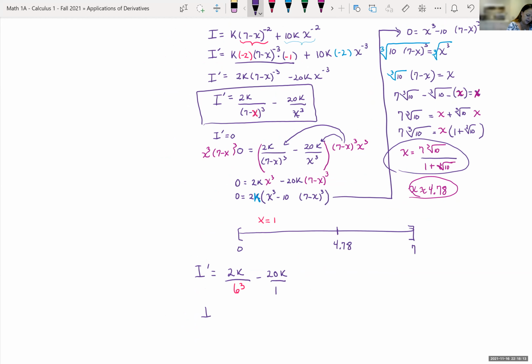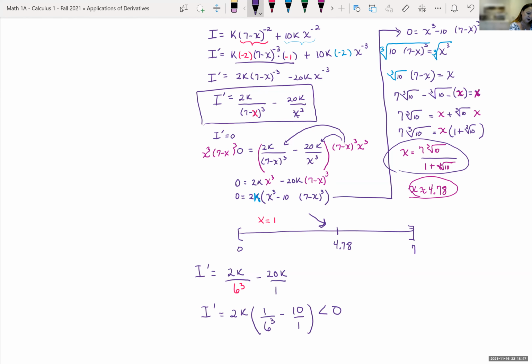So again, we can factor out, maybe it would have been better if we did that 2K. And so if we do so, we have this 1 over 6 cubed minus 10 over 1. Well, negative 10 is bigger than 1 over 6 cubed. K is positive, I believe. And so this is going to be a negative number. This is less than 0. And so we are decreasing.